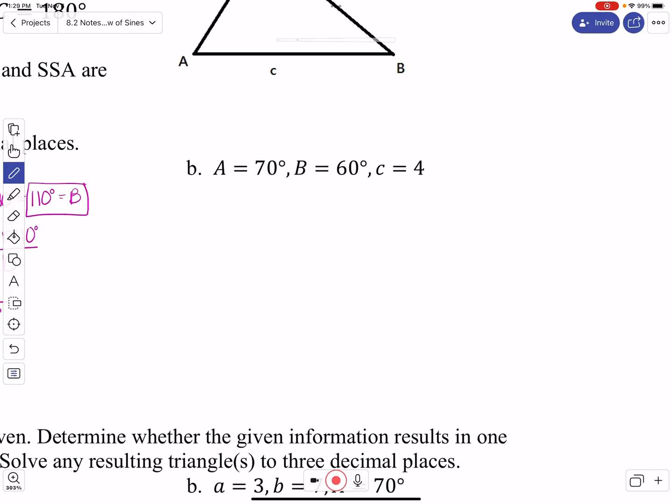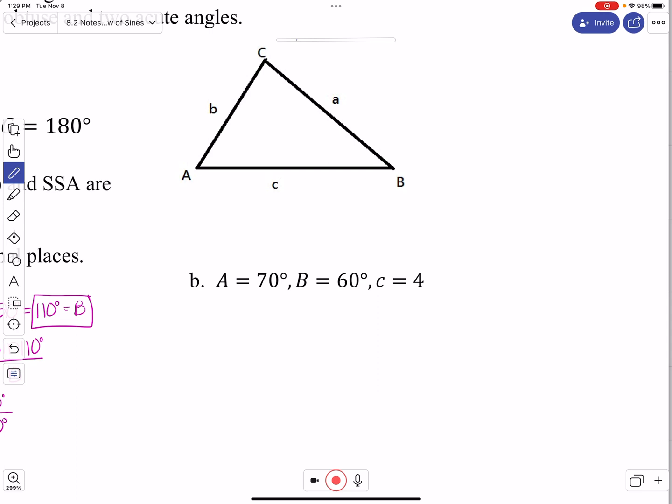All right, so on my next one, I'm given, if I look up here and fill in, here would be my 70, here would be my 60, and C would be 4. So I can see that this pattern is angle, side, angle. And if I go ahead and solve for angle C first, I could do 180 minus 70 minus 60, and I would get 50 degrees for C.